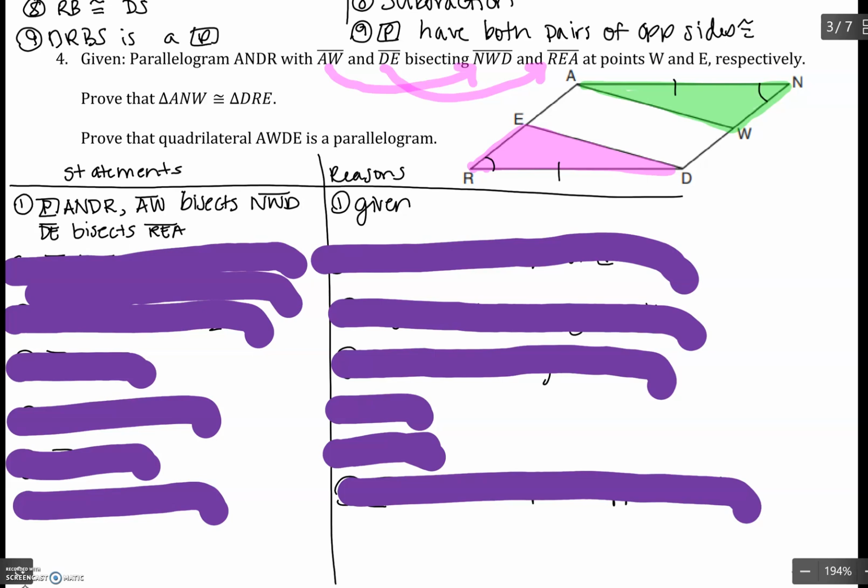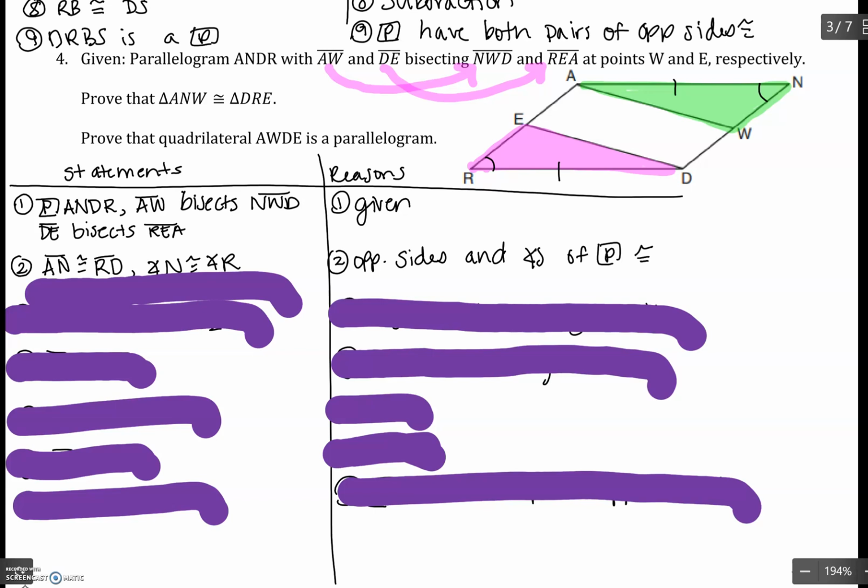I know my opposite angles are congruent, and I can use those right away for my triangles. You can actually put them in the same step. Shortcut.